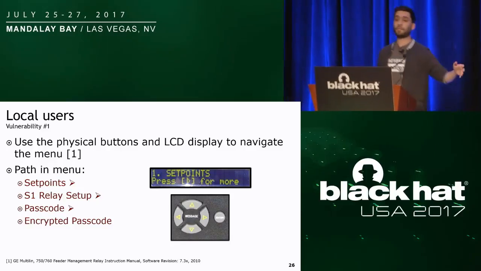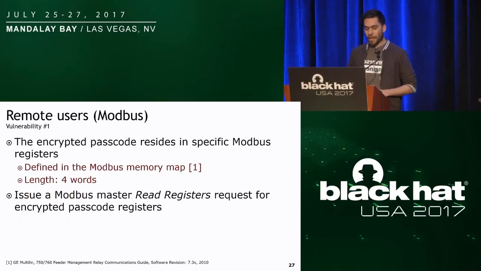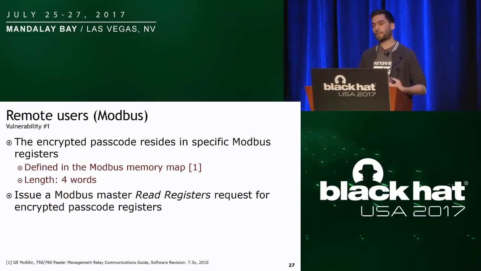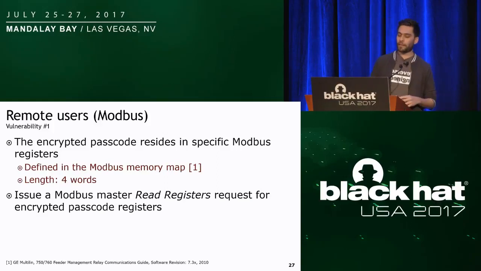The current encrypted passcode, for those of you who don't have bionic vision, maybe the front rows can attest to that. But if you're a remote user, you could issue a specific read registers command for specific register addresses, which you can find in the communications guide of the relay. You can issue a read register command for 4 specific registers that will give you back the value of the encrypted passcode.